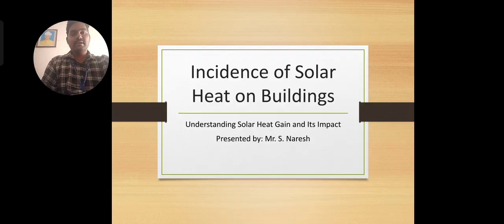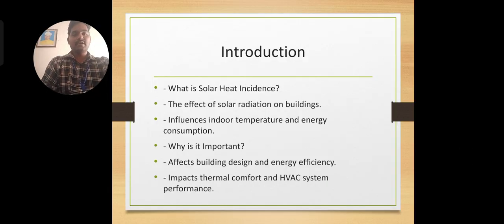So the first slide I want to go for. If you look here, there is an introduction section. Here it says what a solar incidence is. That means the effect of solar radiation on buildings. At the same time, the influence on indoor temperature and energy consumption comes under solar heat incidence. That means the effects are included, and temperature and energy consumption are also included here.